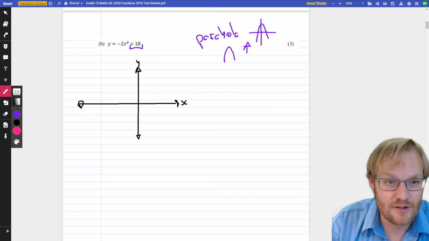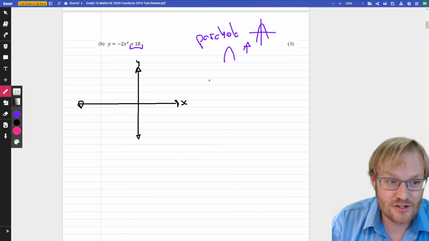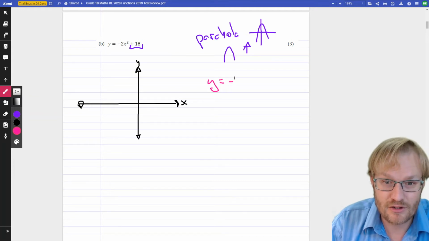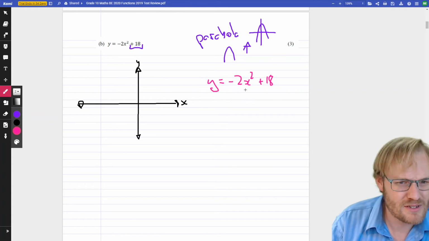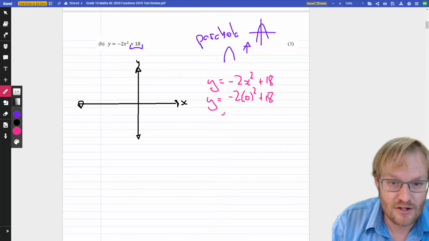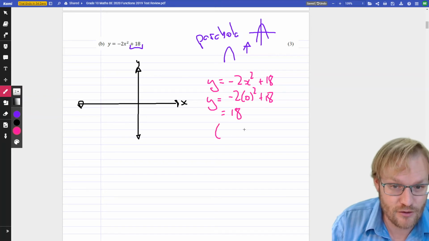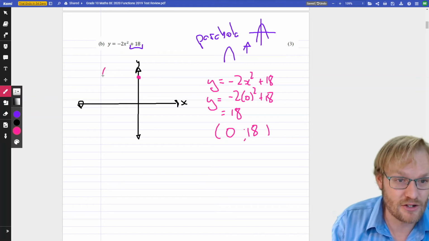So for this one, how do we find the y-intercept? Well, for any function, we go y equals, we know it's minus 2x squared plus 18 is what we're given. What's the x value for our y-intercept? Well, it's 0. So let's substitute it in. Minus 2, 0 squared plus 18. So it's 18, therefore in full coordinate form, when x is 0, y is 18. So we know that that point up there is going to be 0, 18.